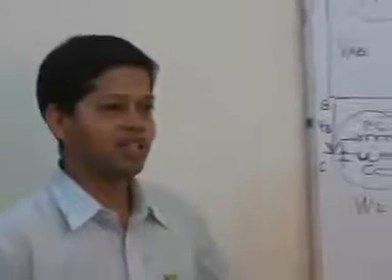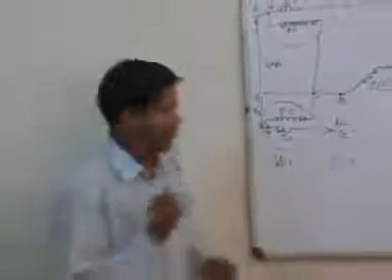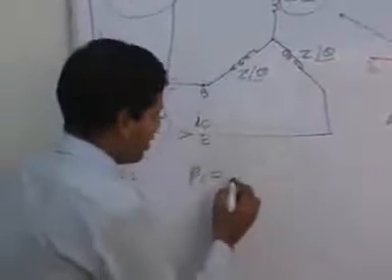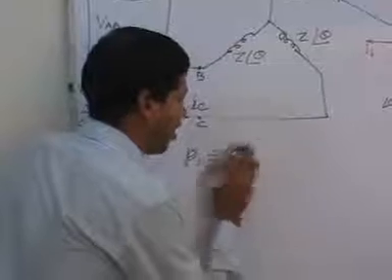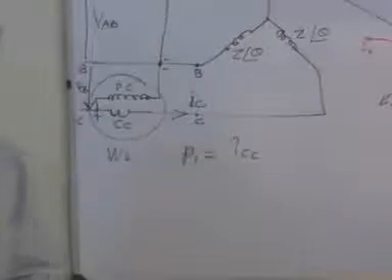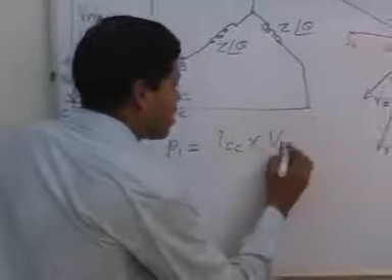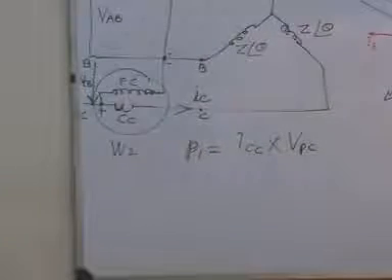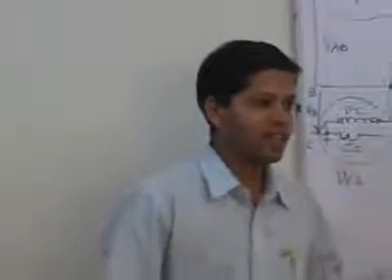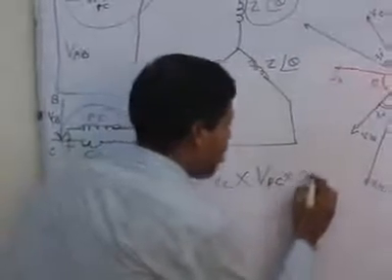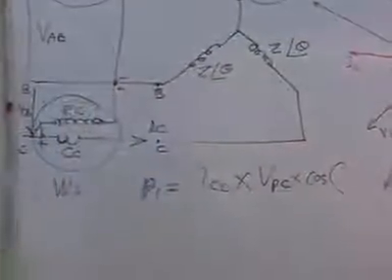The reading of wattmeter is, please remember for once for all, you can note down, the reading of wattmeter is given as the current in the current coil, I'll call it ICC. Current in the current coil multiplied by voltage of the potential coil. Very important, because many times you don't understand. This is fundamental. Current in the current coil ICC multiplied by voltage in the potential coil and multiplied by cos of phase difference.